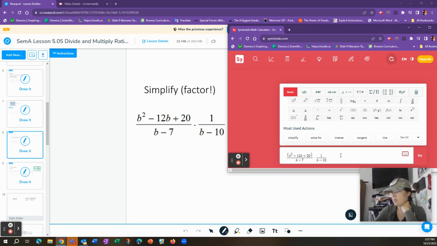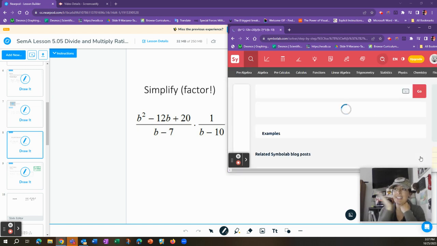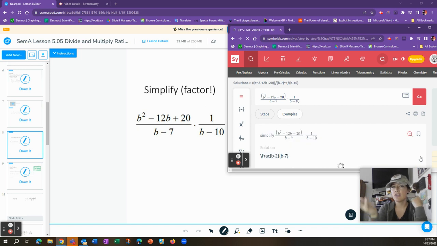Check it. Let's see. Looks pretty good to me. Let's hit go. Notice I didn't say simplify. I didn't say factor. So take a second to see what the answer is spitting out and look at the steps to make sure it's what you want. Because in math, we might ask for this or that, and there's a lot of different ways to solve. There's a lot of different questions we could ask. But yeah, so this is indeed, in simplest form, the solution is b minus 2 over b minus 7.